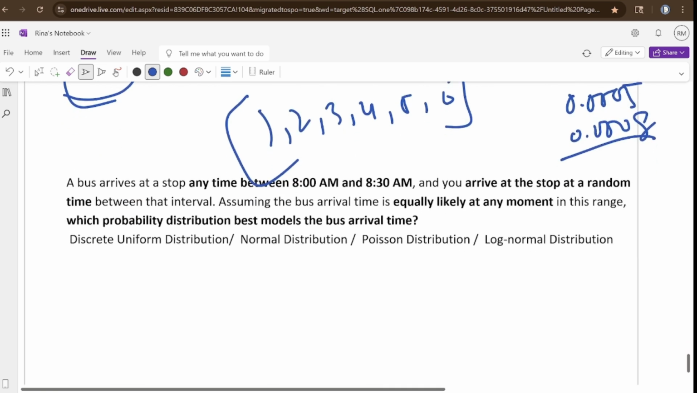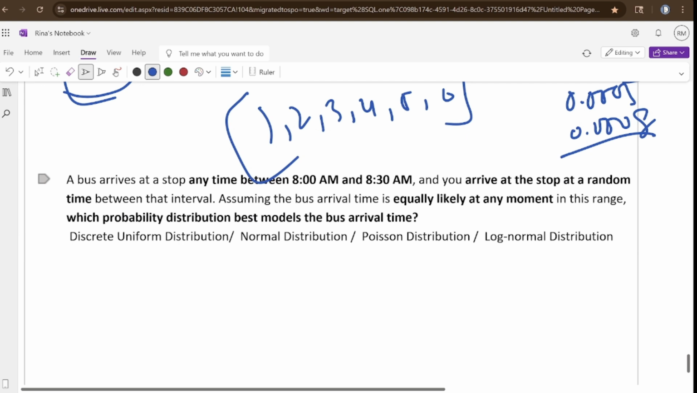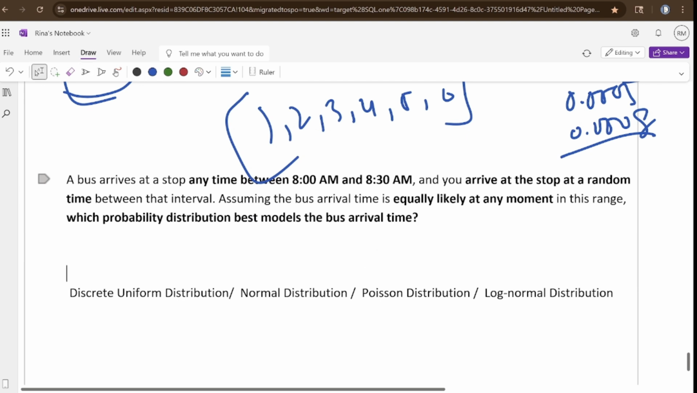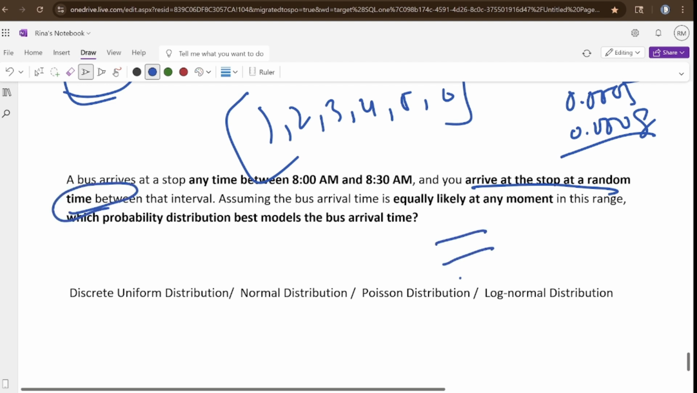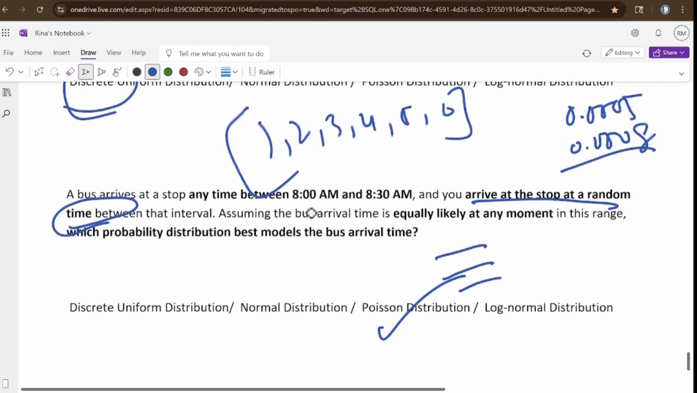Okay. Now the last question for the day. A bus arrives at a stop at any time between 8 am and 8:30 am. And you arrive at the stop at a random time between that interval. This one also we have just discussed. If you are calculating anything based on time, based on some fixed frequency, then the best suited one is Poisson distribution.